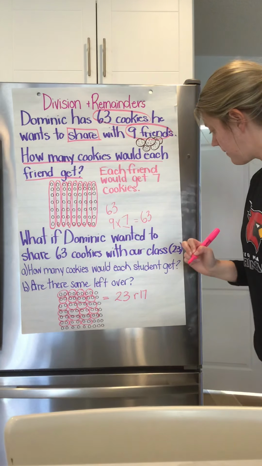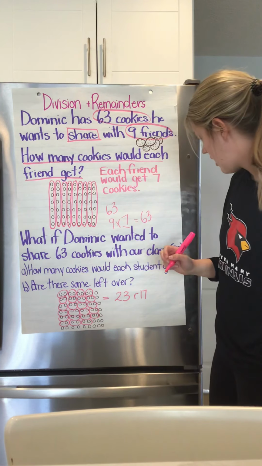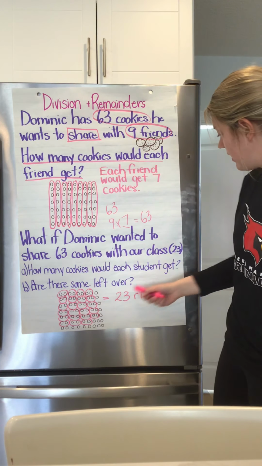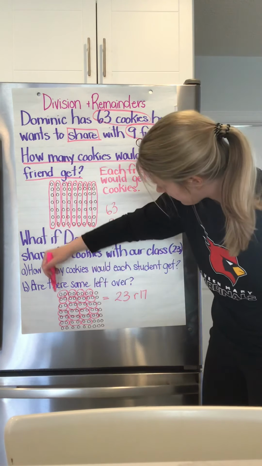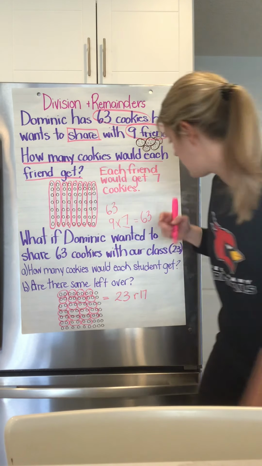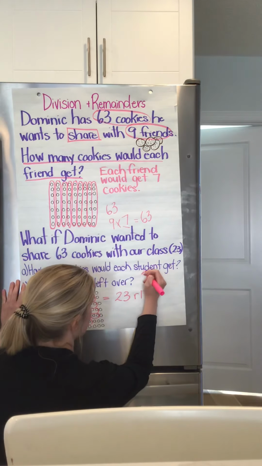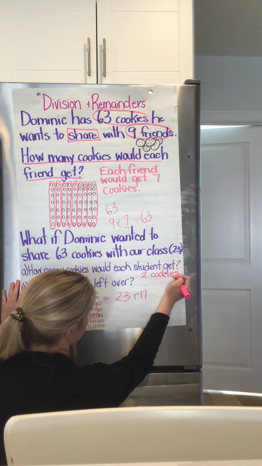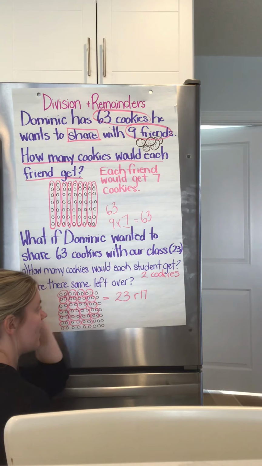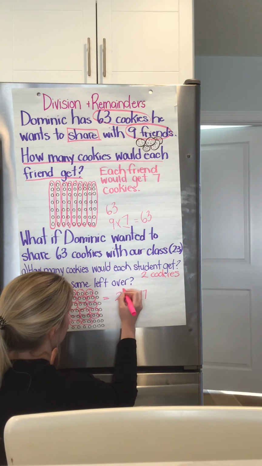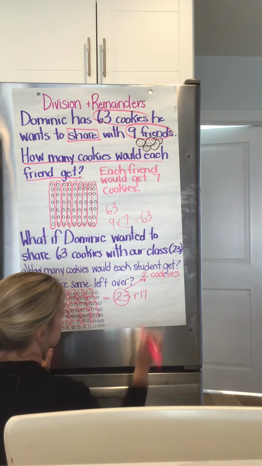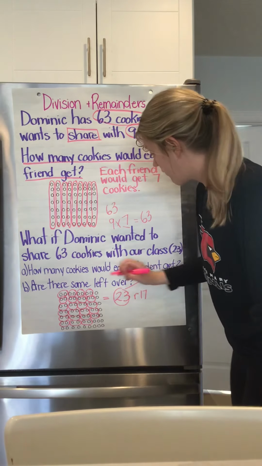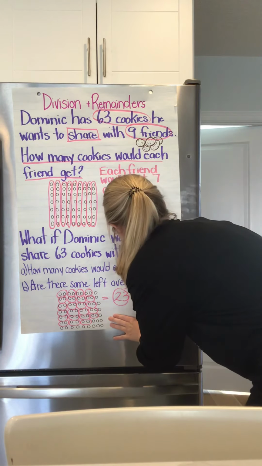So that means, how many cookies would each student get? Well, each student would get 2 cookies. Okay, and are there some left over? Well, my 23 groups goes with my 2 cookies. So are there some left over? Yes, there would be some left over. There would be 17 cookies left over.